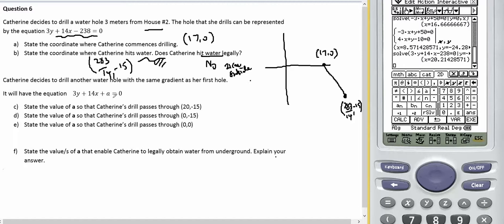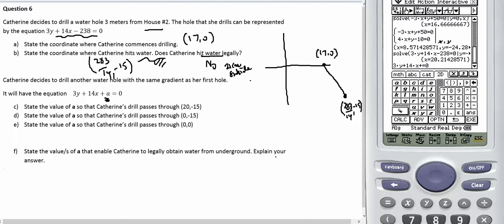Okay, Catherine decides to drill another water hole with the same gradient as her first hole. This is the equation, 3y + 14x + a. So the only difference here is a, and it's got the same gradient. State the values of a. So if I go over to here and I take my equation of this, and instead of that I've got plus a, and it passes through 20, negative 15.